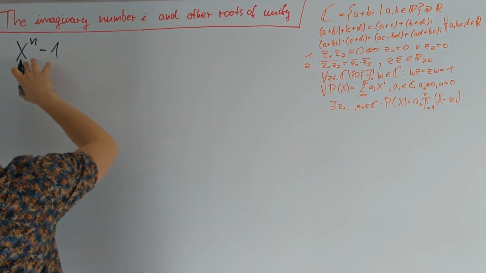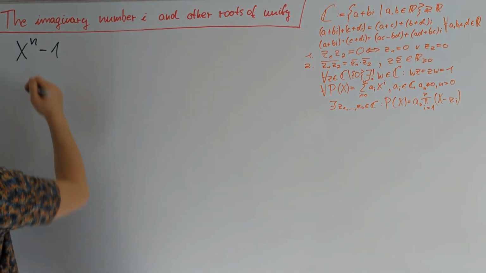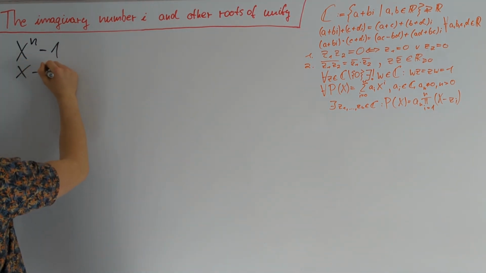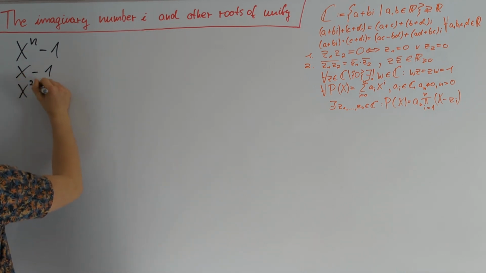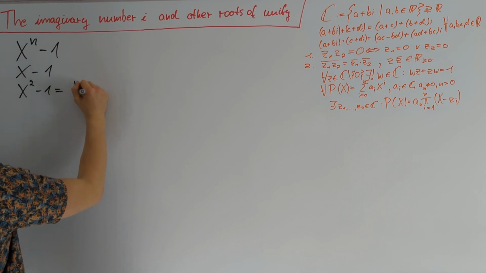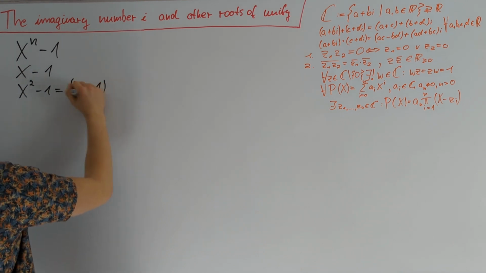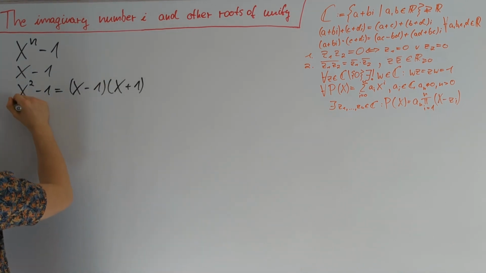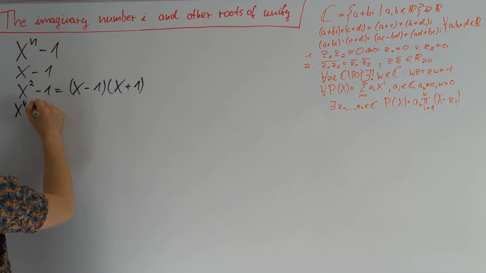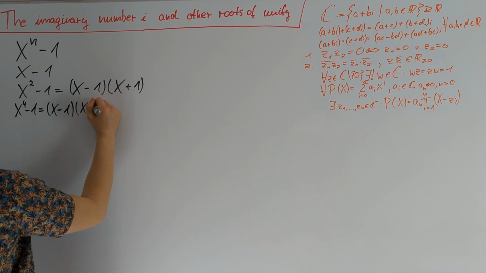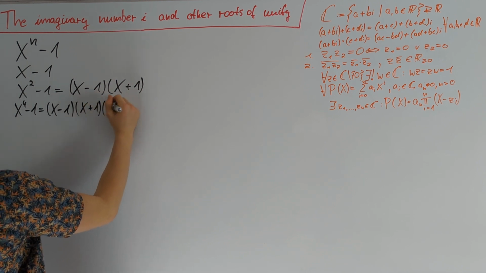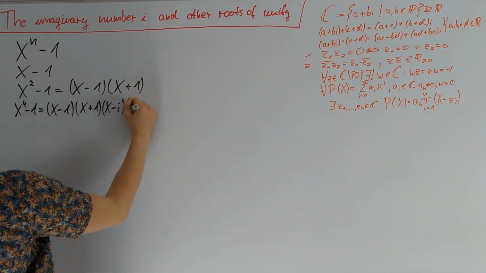We are familiar with factorizations for some small n. For instance, x minus 1 is just a linear factor on its own. Moreover, x squared minus 1 equals (x minus 1) times (x plus 1). From last week, we can now add to this list that x to the power of 4 minus 1 equals (x minus 1) times (x plus 1) times (x squared plus 1), which we now know to be equal to (x minus i) times (x plus i).